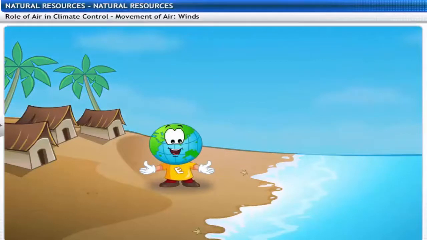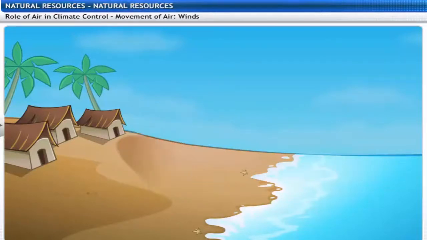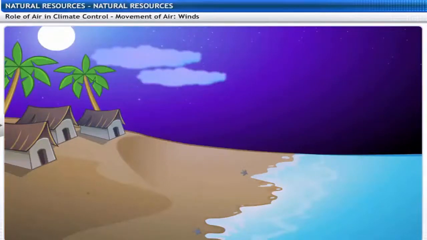Cool! That's why I like the seaside best. But if all this happens in the day, what happens at night? At night, since soil cools faster than water, the air above the land is cooler than the air above the sea.